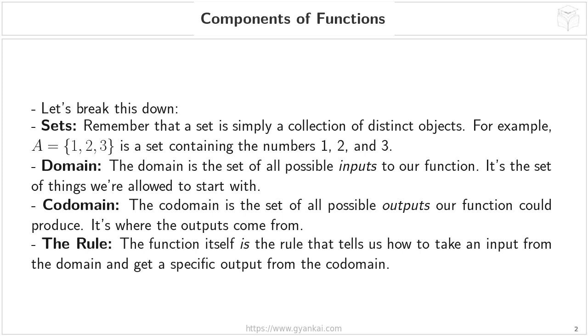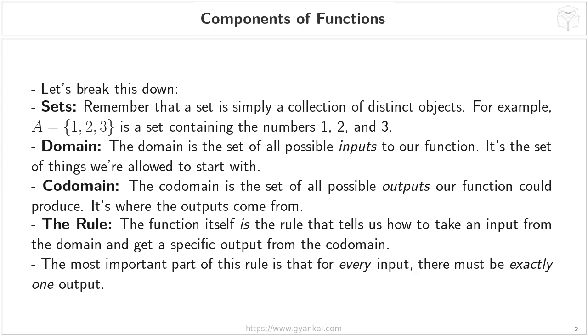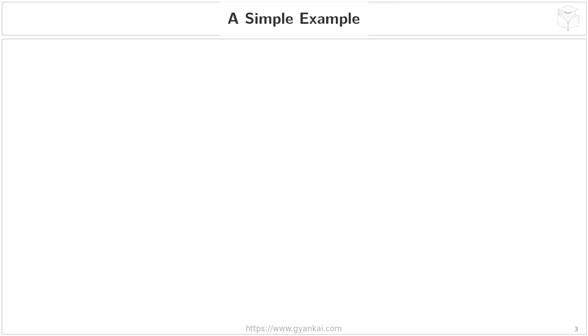Finally, we have the rule. This is really what the function is. The rule is what tells us how to take an input from the domain and get a specific output from the codomain. It's the instruction manual for our function machine. And here's the most crucial part. This rule must be consistent. For every input in the domain, there must be exactly one output in the codomain. No exceptions. If an input could lead to multiple outputs or no output at all, then it's not a function. We'll really drive this point home with some examples on the next slides, so keep that exactly one rule firmly in mind.